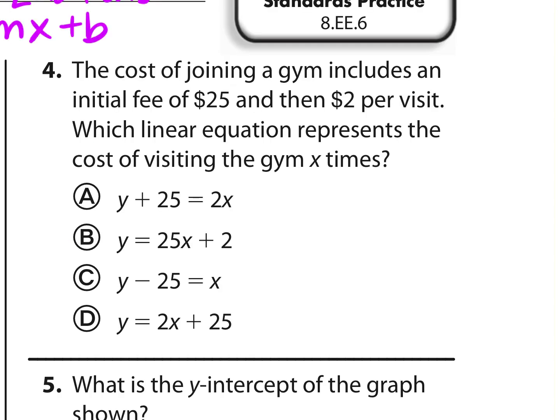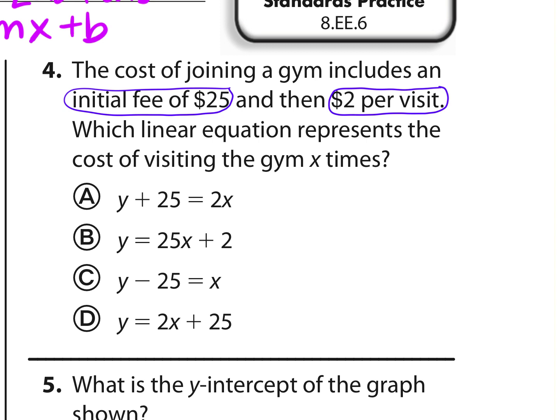Number 4, the cost of joining a gym includes an initial fee of $25, it's like a starting amount, and then $2 per visit. That amount's repeated every visit. Which linear equation represents the cost of visiting the gym x times?